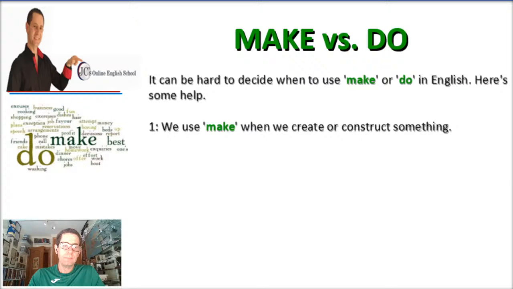Now we use make in general when we can create or construct something. Not always, but in general. So in general, we use make when we can create or construct something. All right. So let me tell you some examples. For instance, she made a cake. It was delicious.